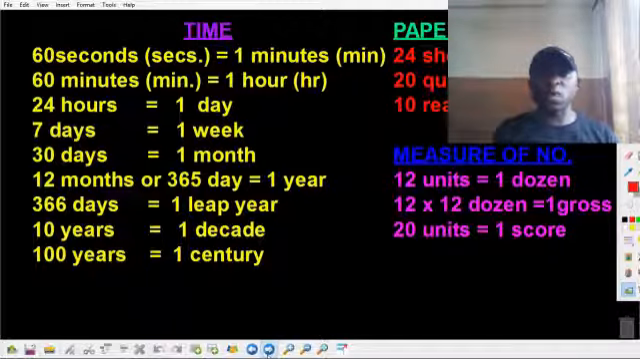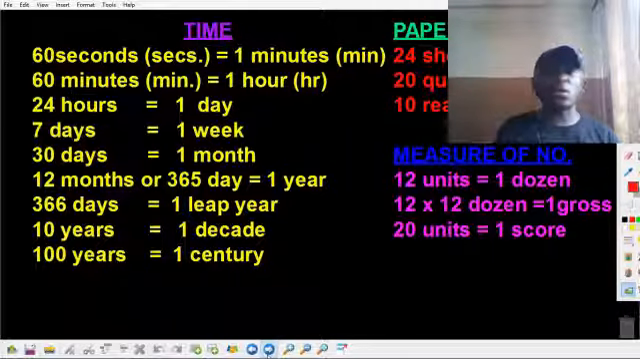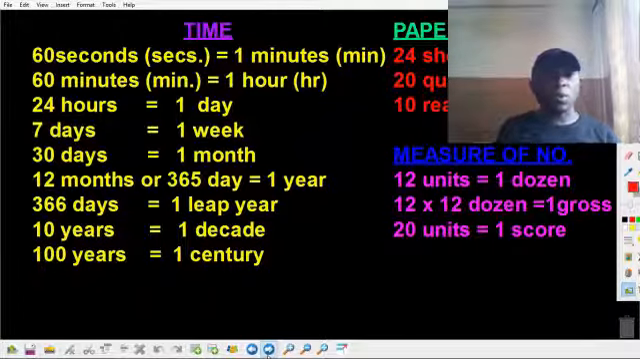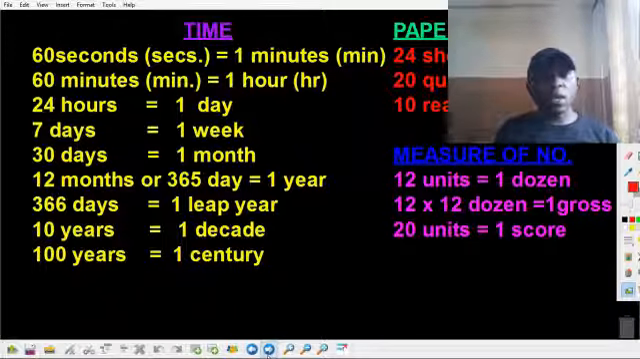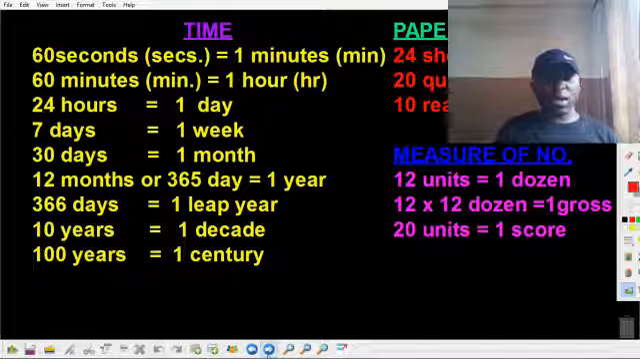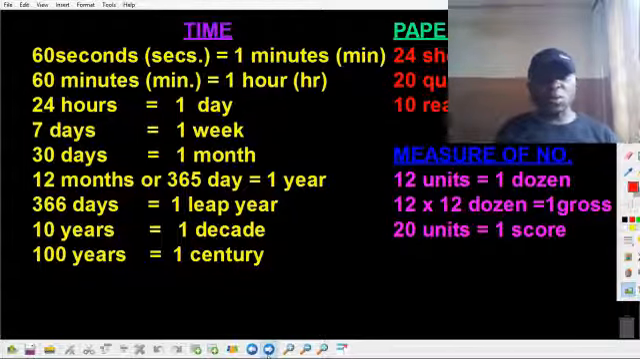Now let's look at time. It's obvious, we all know that 60 seconds is equal to 1 minute. At the same time, 60 minutes is equal to 1 hour, 24 hours is equal to 1 day, 7 days is equal to 1 week, 30 days is equal to 1 month, 12 months or 365 days is equal to 1 year. Then 366 days is equal to 1 leap year. 10 years is equal to 1 decade. 100 years is equal to 1 century.